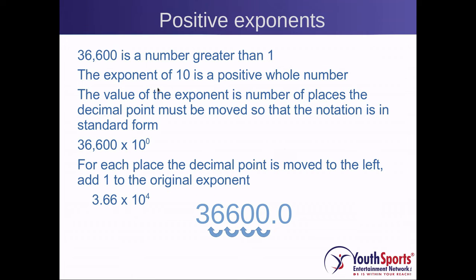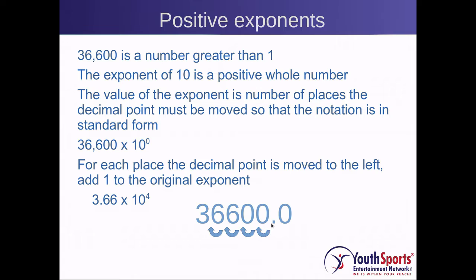Now let's take another number, for example, 36,600. This number is greater than 1. Therefore, the exponent is going to be a positive number. To find out what the exponent is, you can think of it this way: 36,600 multiplied by 10 to the 0, this is equal to 1.